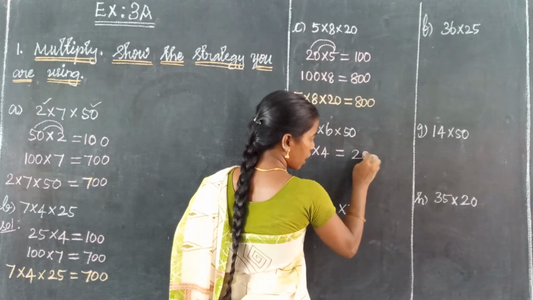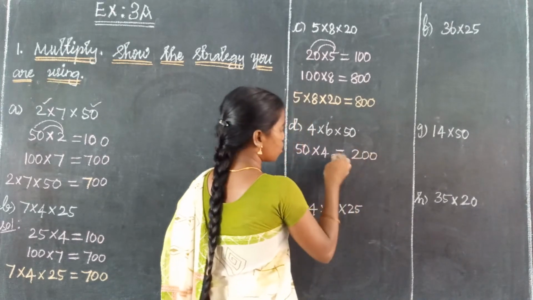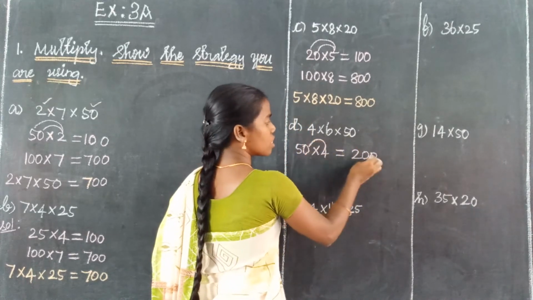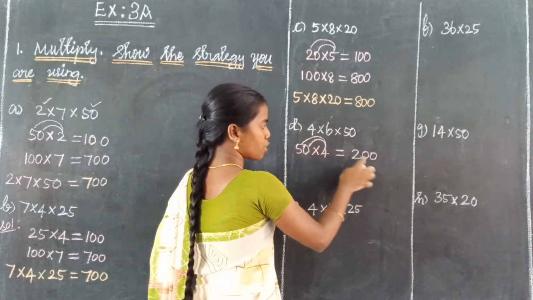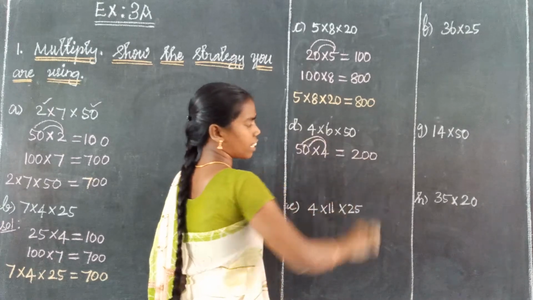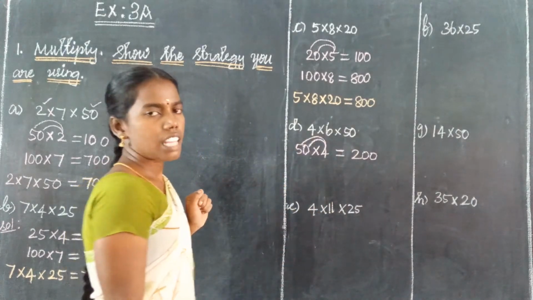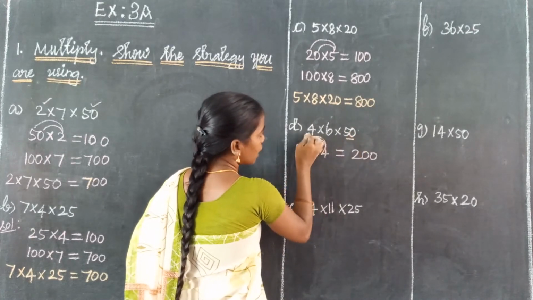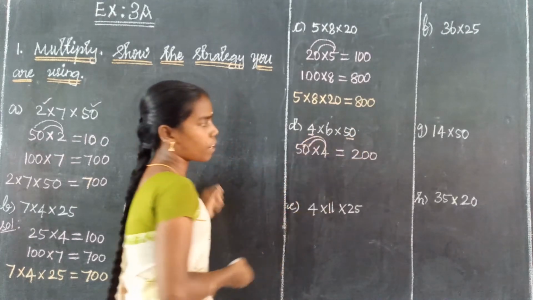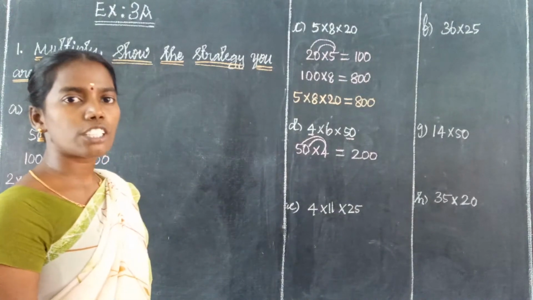That is 200. And you can also use the fourth table: 1 into 0, 0, 4 5s are 20. 1 into 0, 0 and 4 5s are 20. This is the same answer, 200. So using two values, 50 and 4, multiplied, is equal to 200.